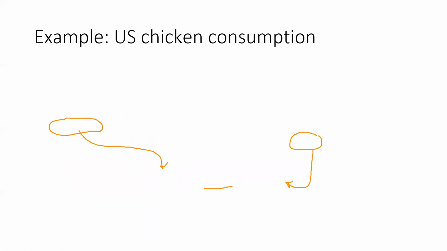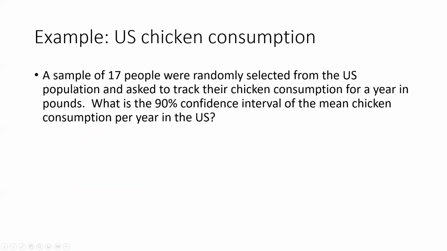Then I wanted to do another example, and this one is regarding U.S. chicken consumption. In this example, a sample of 17 people were randomly selected from the U.S. population and asked to track their chicken consumption for a year in pounds. The question that we're trying to answer is, what is the 90% confidence interval of the mean chicken consumption per year in the United States?